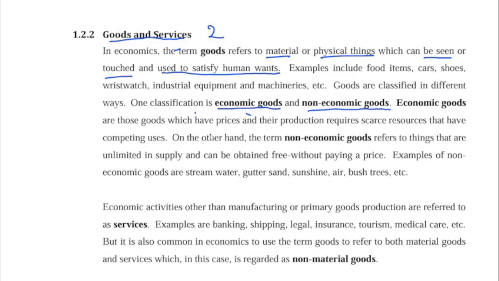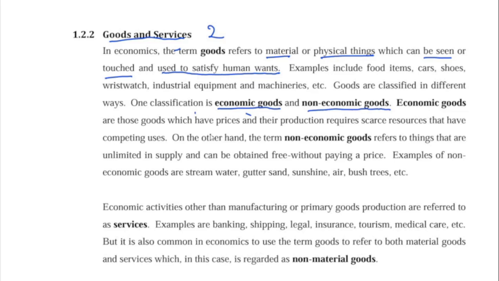An example of economic goods is a car, your shoe, your bag, your laptop, your phone, your SIM card, your bed. Just think of something that you can get. And this is not just about goods. Economic goods can also refer to service. But service that you pay for. Non-economic goods are a free gift of nature. Are you getting my point?